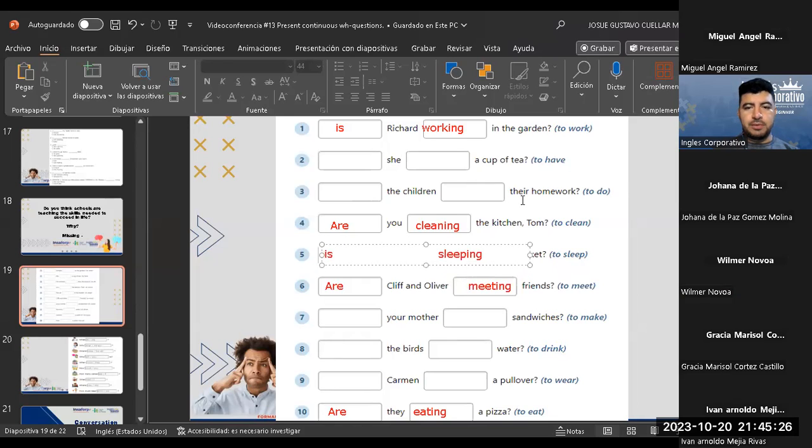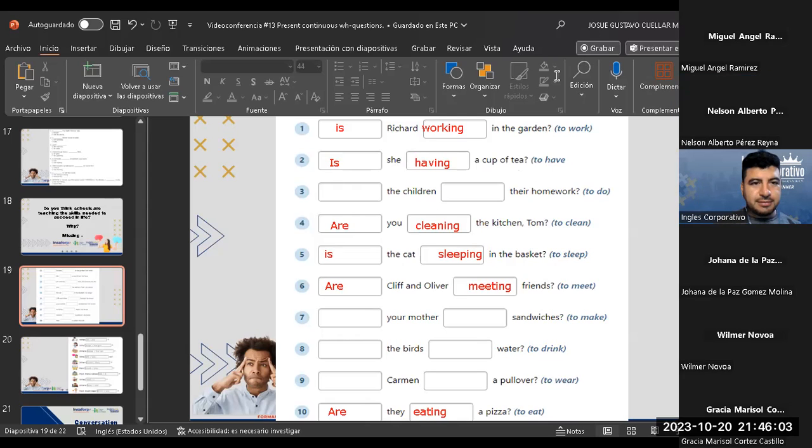Miguel, you go. Number two. Is she having or having? Having. Vaya, buena mención. Se utiliza has siempre en presente simple, pero como es el presente continuo, se utiliza así como el verbo como tal. Thank you. Who else? Let me check. No me ha participado hoy. Jasmine. Nelson tampoco. Ok, vamos con Nelson y luego Imelda.